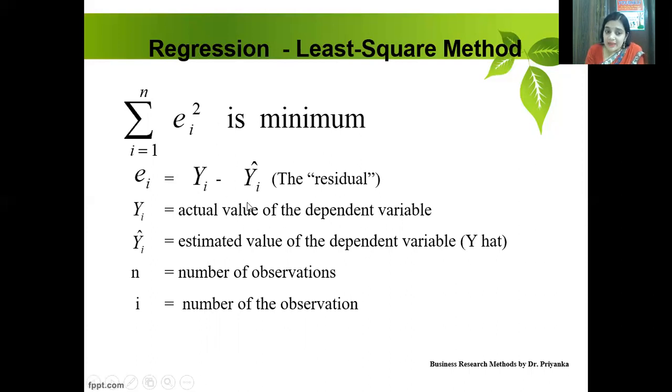and it would be calculated by yi minus y cap. And what is this? This is basically called the residual as well in case of regression. Residual or error term. Then yi is your actual value of the dependent variable, and yi hat is your estimated value of the dependent variable, and this would tell you how much error we have.